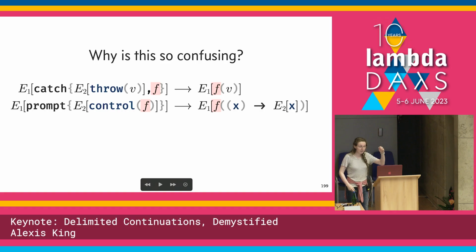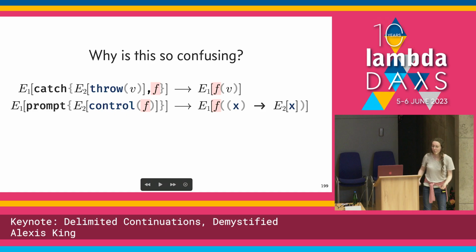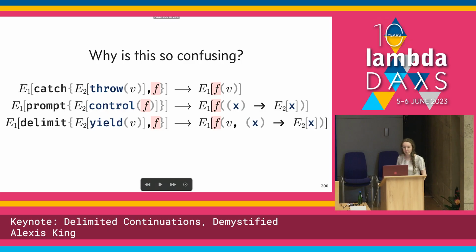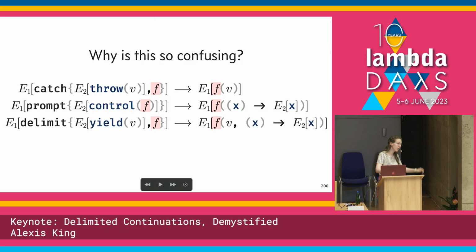Because of this, it's very confusing, and what's weird is that it doesn't really have to be this way. We could imagine some hypothetical third set of operators that are a hybrid of the two.